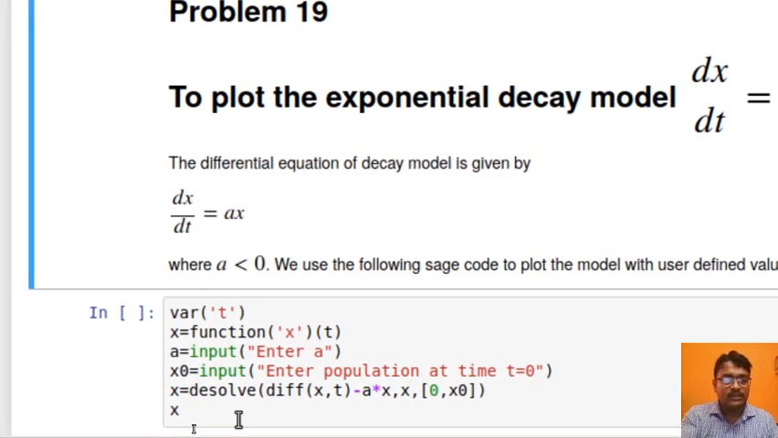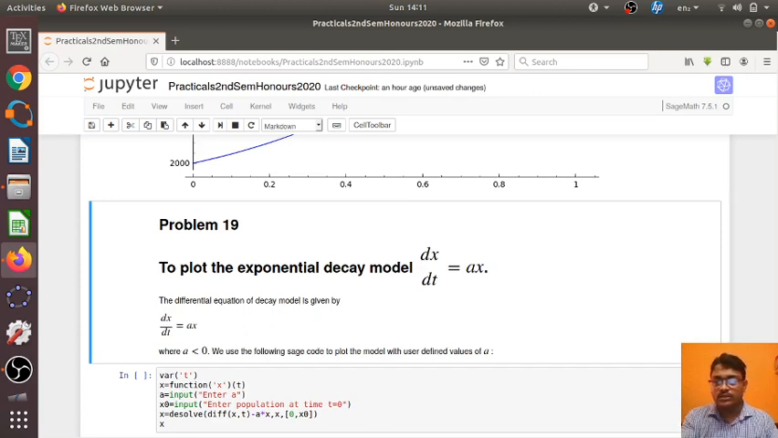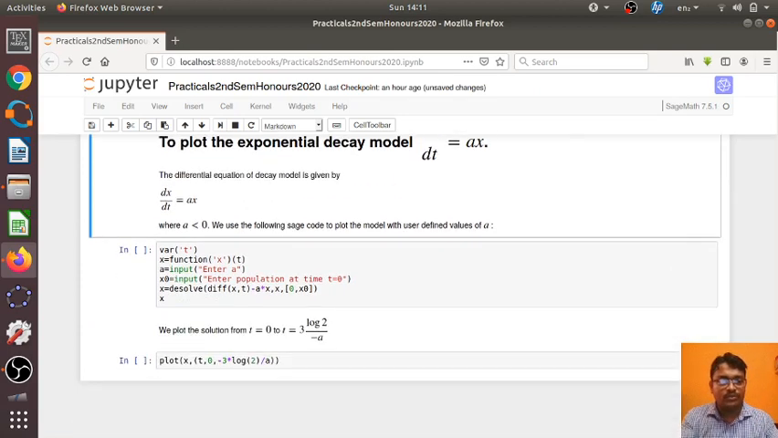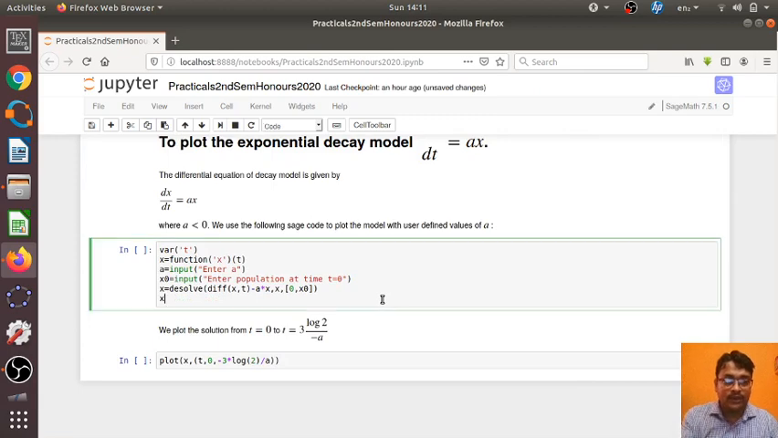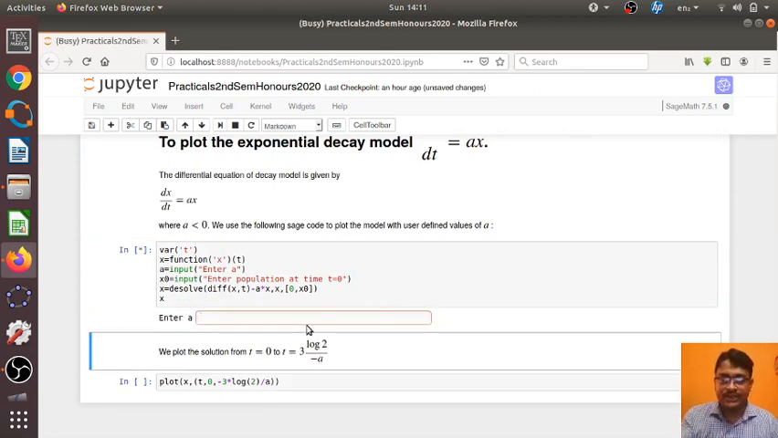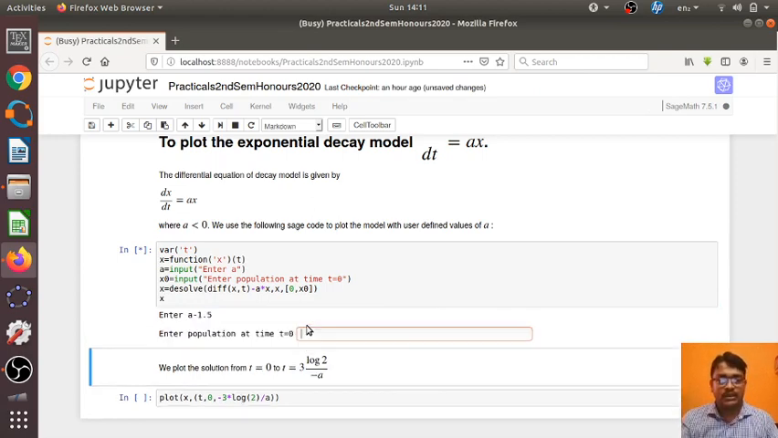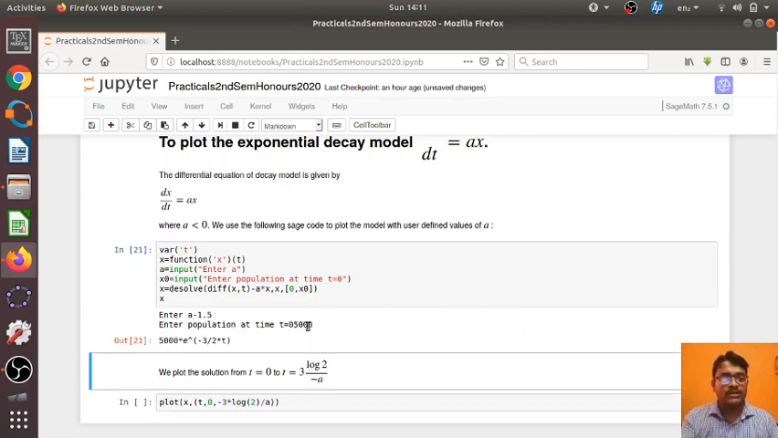Let us see how this runs. We can put the value of a. The value of a will actually be negative, say minus 1.5, right? And the initial population, say it was around 5000. So now the population will keep on decreasing.